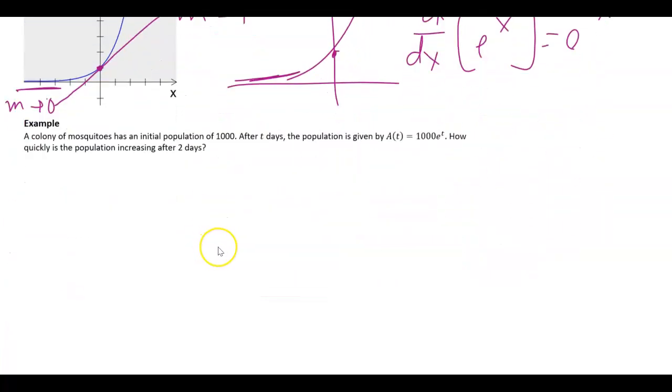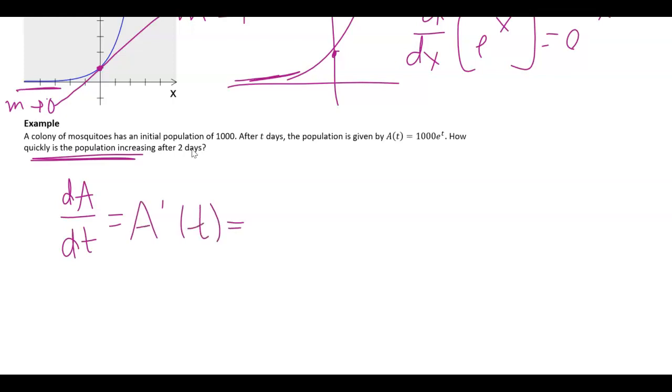Here's an example. If you are in the Houston area like we are, mosquitoes are everywhere all the time. And so let's just pretend that a colony has 1,000 and we know that they grow exponentially. So after 2 days, the population is given by A of t, so the amount of mosquitoes is 1,000 times e to the t. How quickly is the population increasing after 2 days? So that wordage is telling me to find the rate of change of the population, or find dA/dt. How quickly is the population increasing?